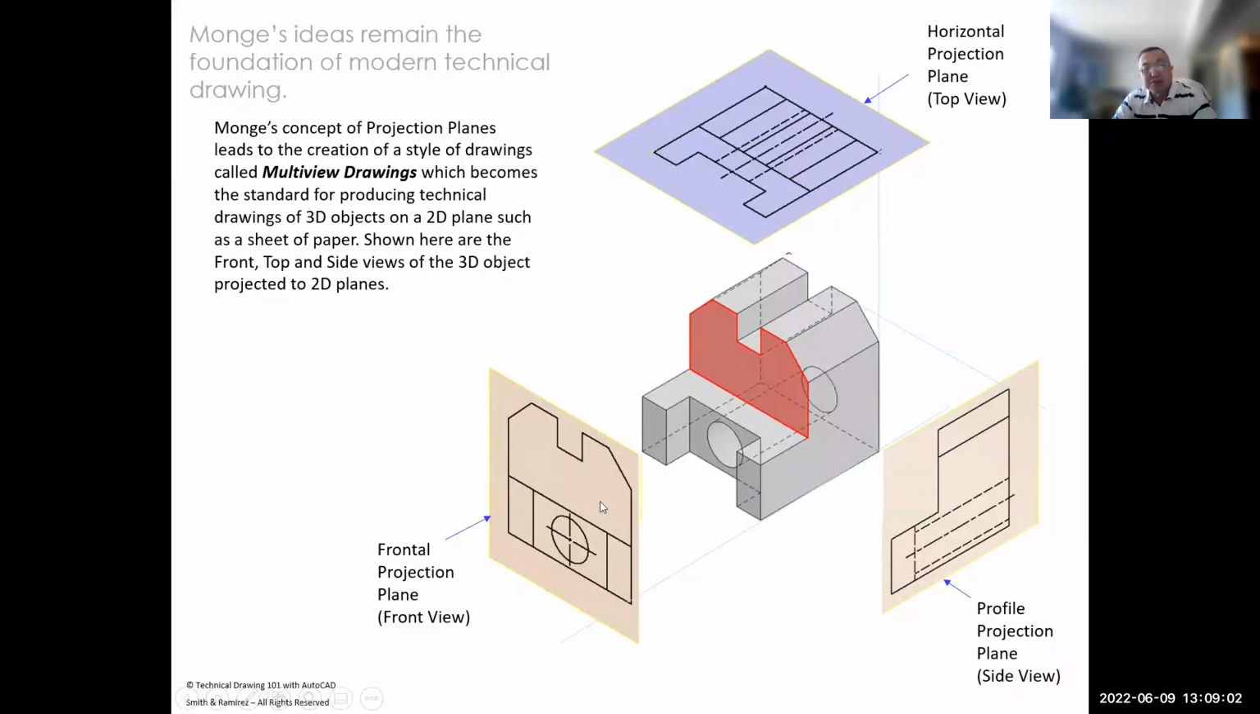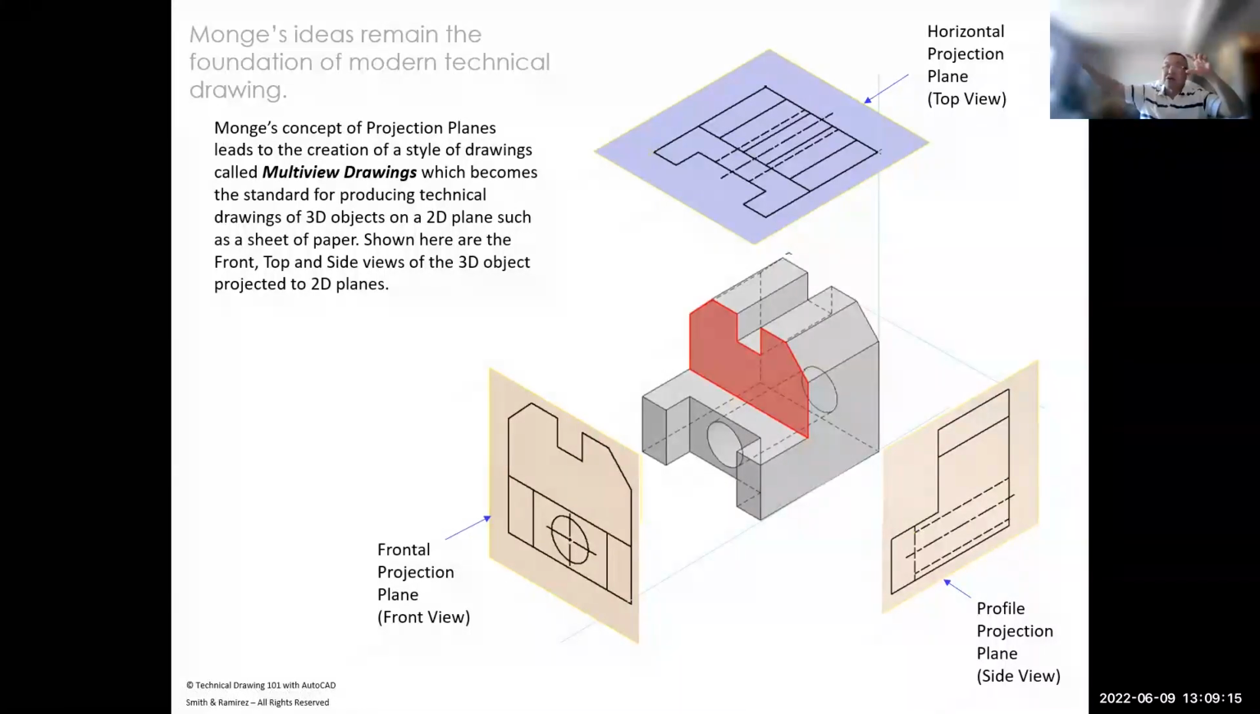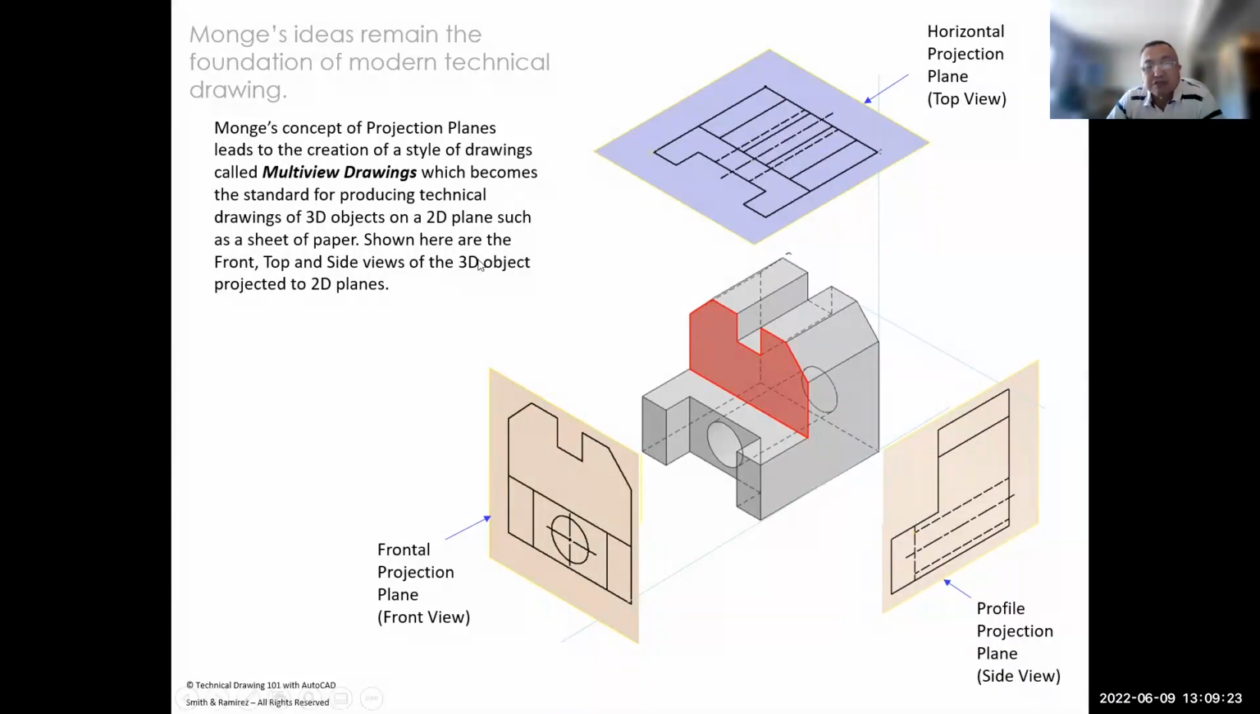So this plate can be closer to the object or far away. Even if it is a mile away from the object, it does not matter. Those projection lines are parallel. Two parallel lines, that distance is always the same, no matter how far it goes. So that's a big difference.